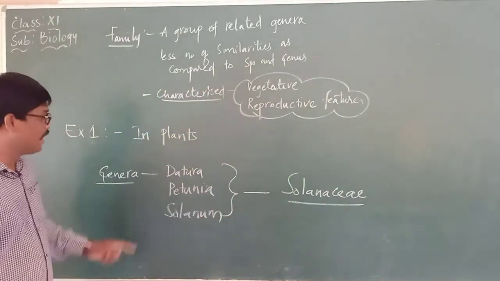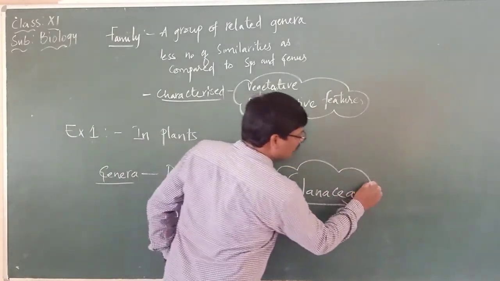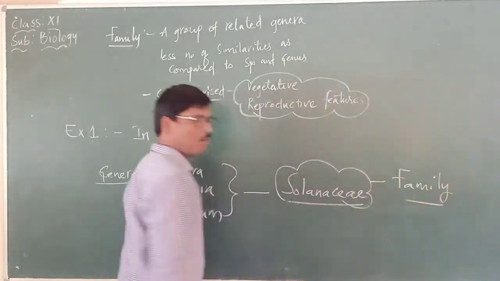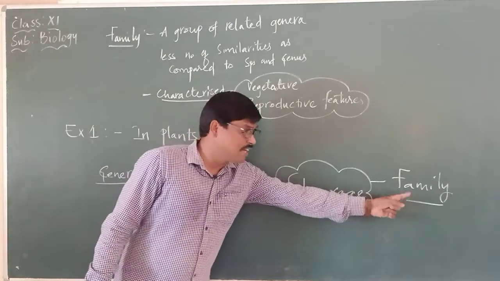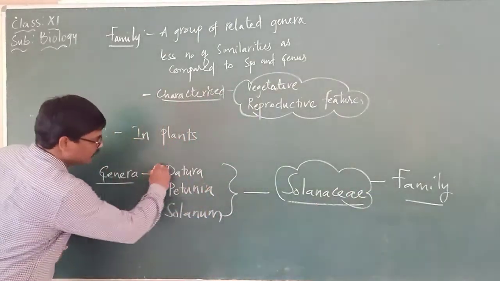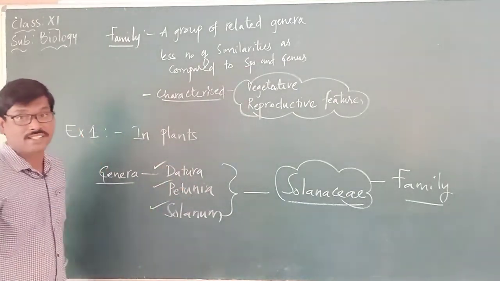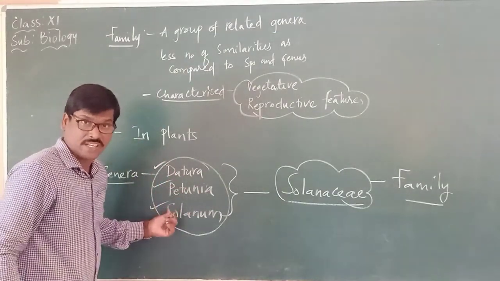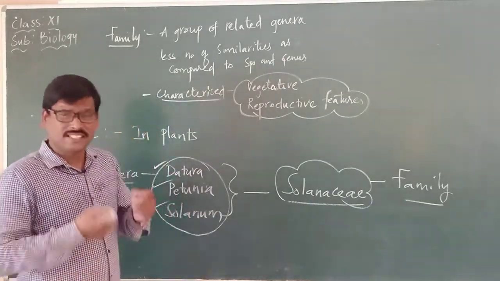Please remember this. Solanaceae is now the family, very important. Solanaceae is the family. So what does this family consist of? Different genera. Datura is one genus, Petunia is another genus, Solanum is another genus. But these three different genera are sharing some similarities.